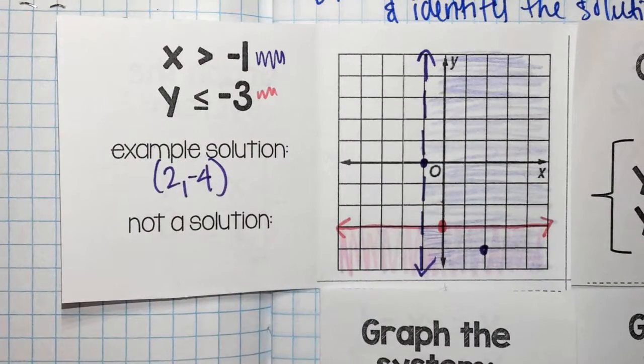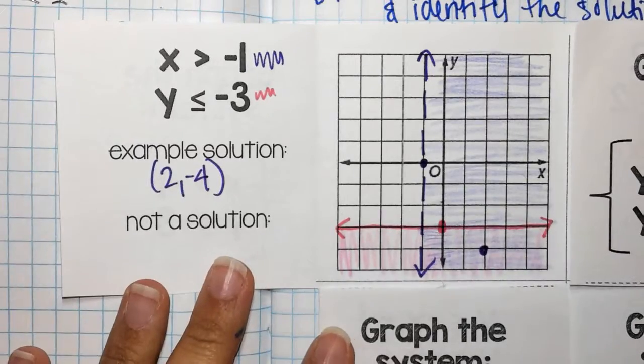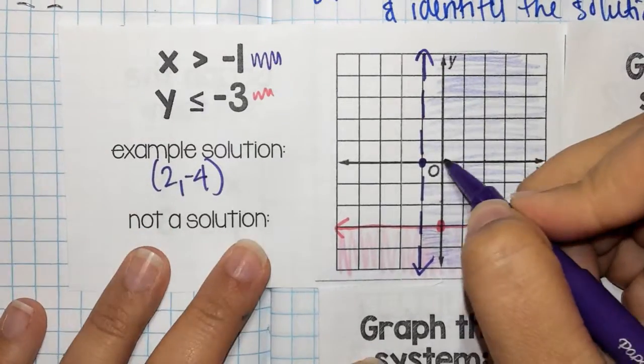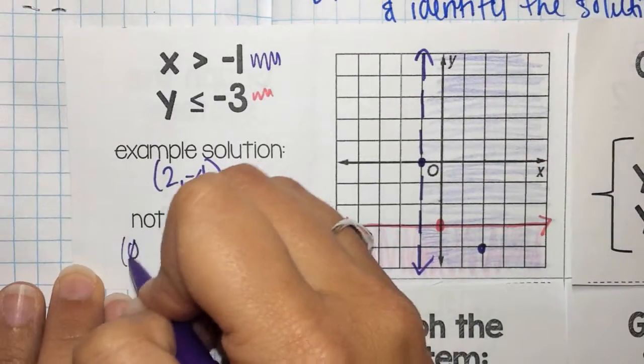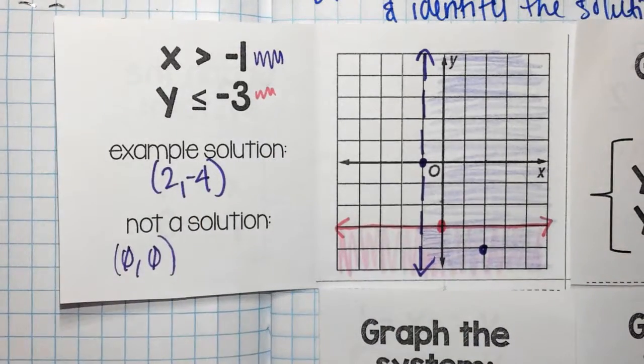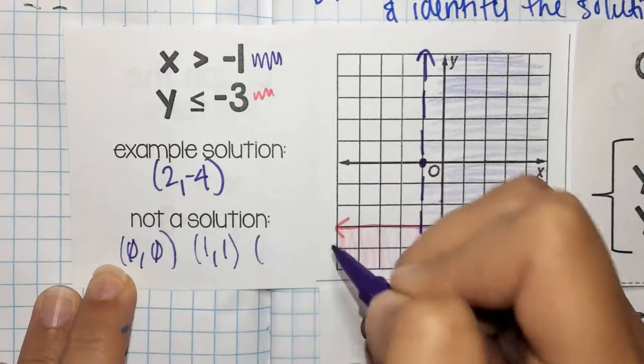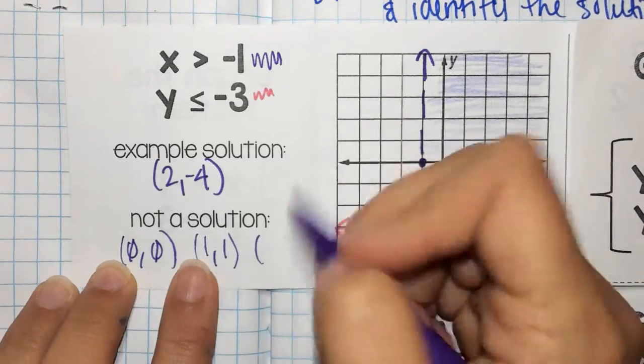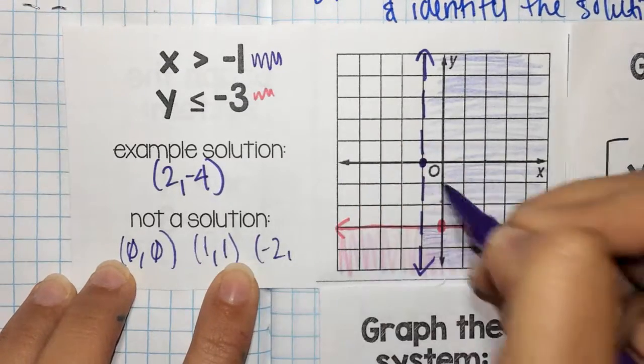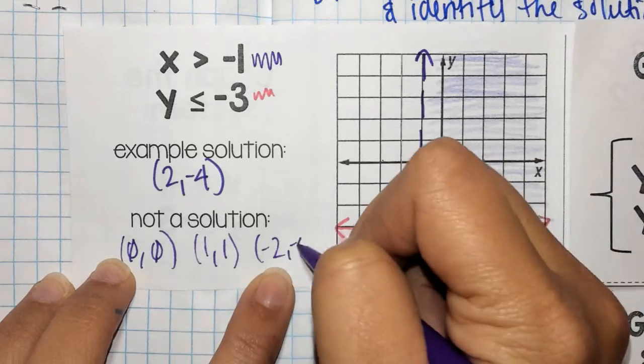What one would not be a solution? Who could give me a point that's not a solution? Jordan? 0, 0. Yeah, great. So 0, 0 is not a solution. Can anybody else give me a point that's not a solution? Alexia? 1, 1. And Austin? -2, -4. Awesome.